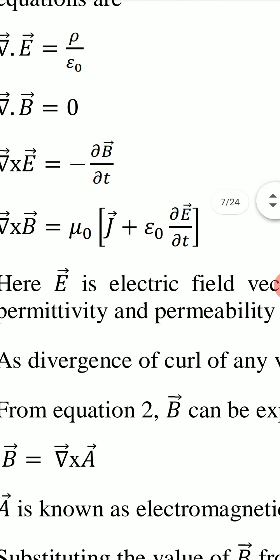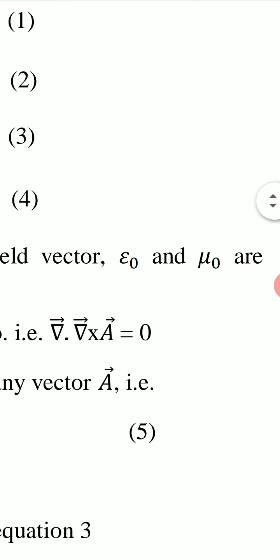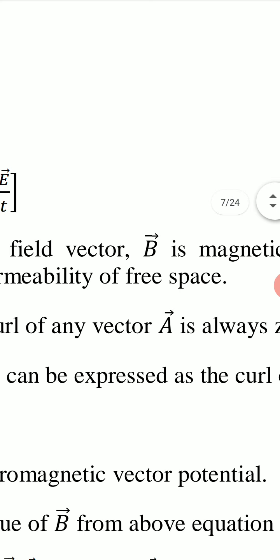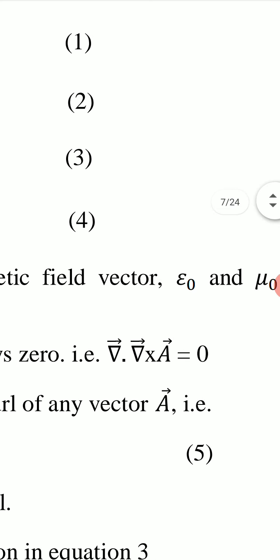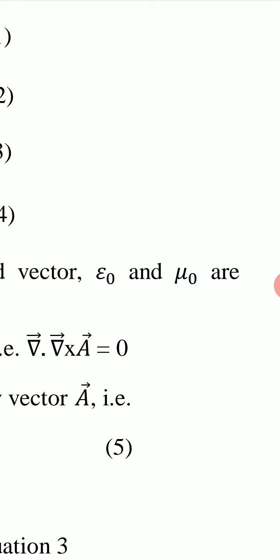Here E vector is electric field vector and B vector is magnetic field vector. ε0 and μ0 are permittivity and permeability of free space. In a dielectric medium, we use ε and μ for permittivity and permeability. For free space or vacuum, we will use the index 0, ε0 and μ0.